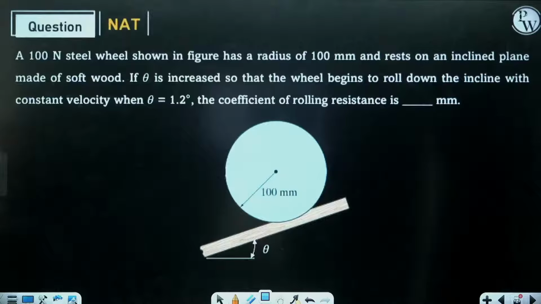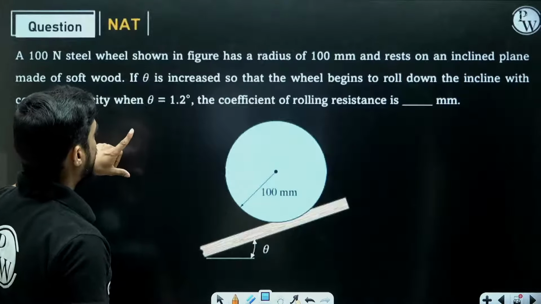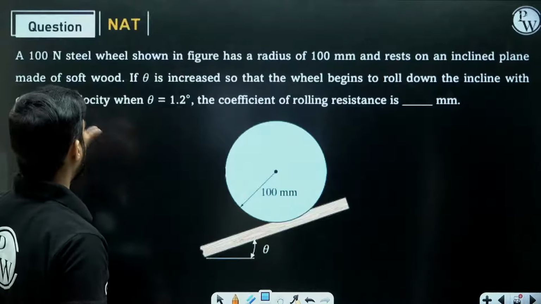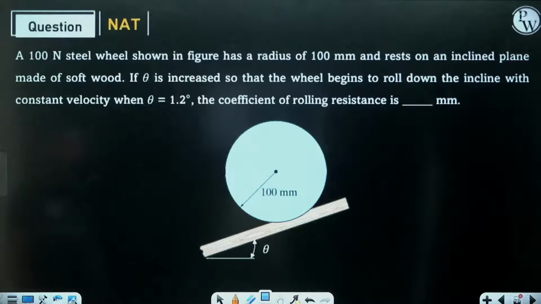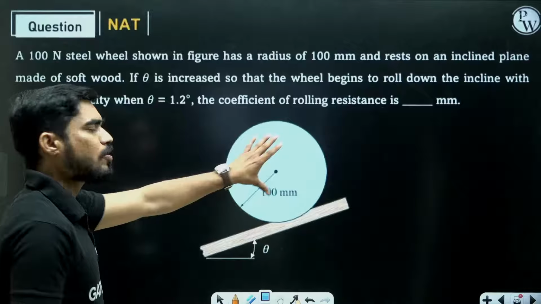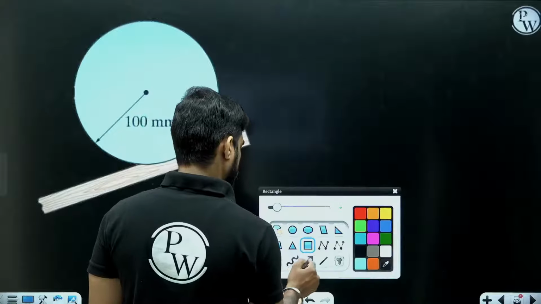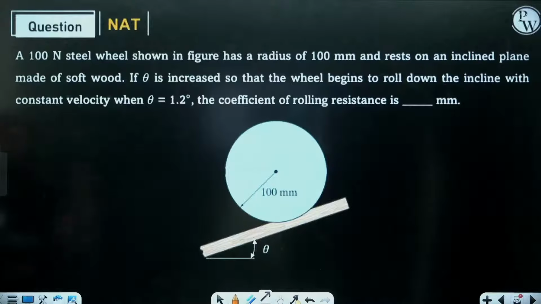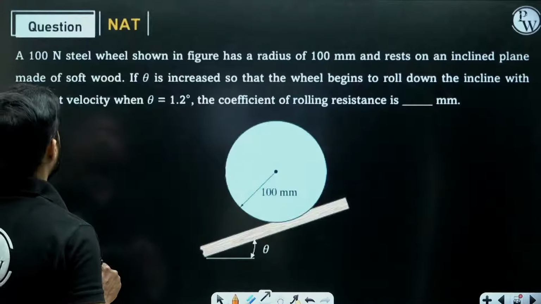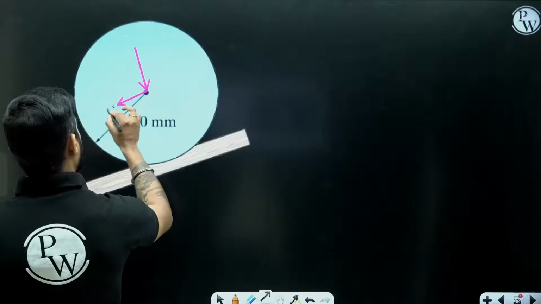Okay, we have a wheel which is made of steel, and it is resting on a soft wood, and theta at which it is going to roll with constant velocity is 1.2 degree. So what will be coefficient of rolling resistance? So we will assume that it is rolling at constant velocity, and assuming that, we will draw the free body diagram. Now as it is on inclined plane, I will resolve all the forces normal and parallel to the surface. So weight of 100 Newton I will resolve normal to the surface and parallel to the surface.